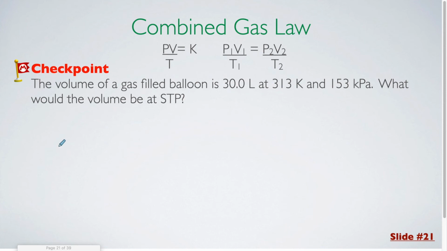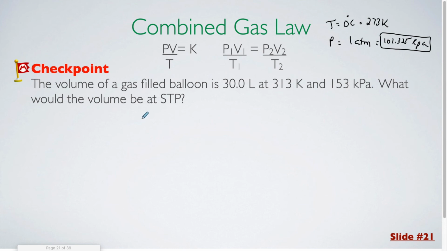All right, for our next combined gas law problem. The volume of a gas-filled balloon is 30.0 liters at 313 Kelvin and 153 kPa. What would the new volume be at STP? Now, if you're not familiar with STP, that stands for standard temperature and pressure. Standard temperature is 0 degrees Celsius, which is 273 Kelvin. Standard pressure is 1 atmosphere, which in this case, since we are talking about kPa, would be 101.325 kPa. And this you can get from that equivalency, which I gave you in the first notes video.